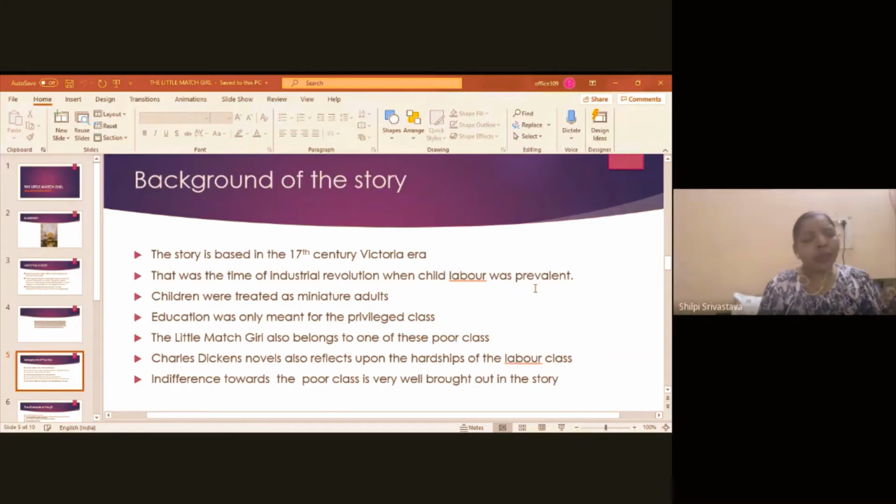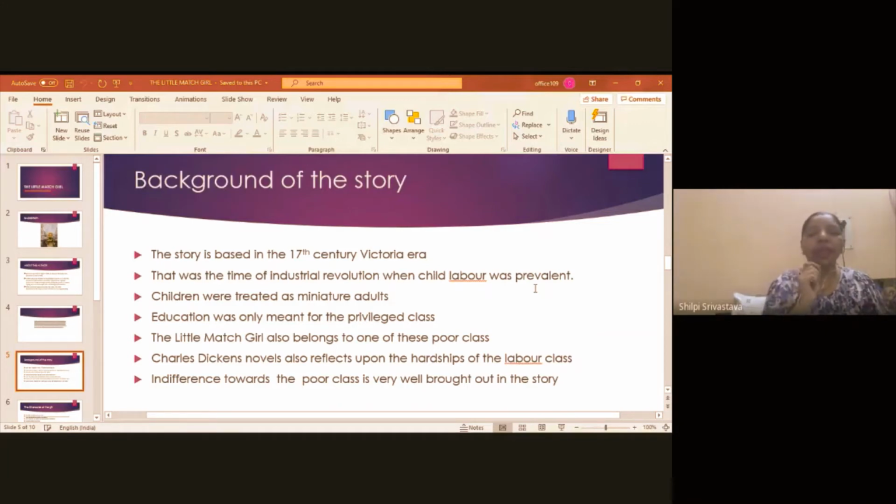And schools were actually, education was only meant for the privileged class. Yes, so only the rich children, the children belonging to the royal families, etc., could attend school. The Little Match Girl also belongs to one of these poor class. Charles Dickens' novels also reflect upon the hardships of the labor class. Yes, if you have heard of the novels like Great Expectations or David Copperfield. So all these are stories that do talk about the social condition, and the condition of the poor at that time. Indifference towards the poor class is very well brought out in the story.